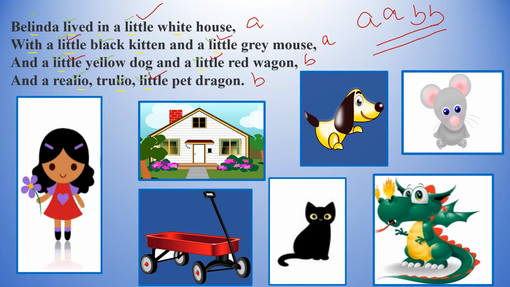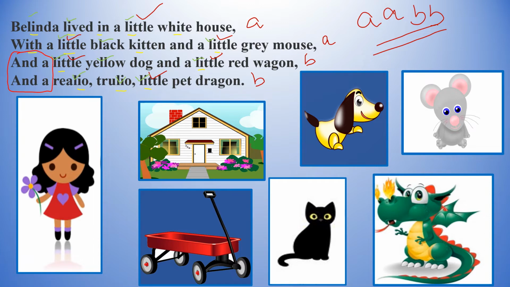And the next poetic device which is used here is anaphora. And dear children, anaphora means the repetition of the same words in two or more consecutive lines. And here you can see in the third and fourth lines, the words 'and a' are being repeated at the beginning of the third and fourth lines. So this is the example of anaphora.